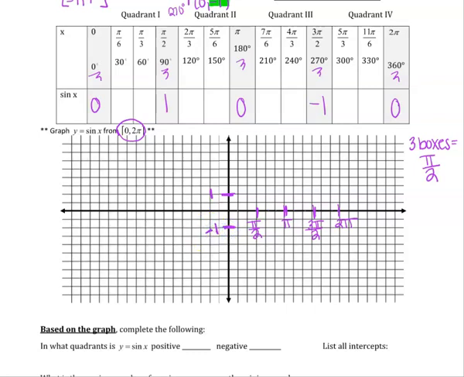Okay, I'm going to switch up my pen color. So, at 0 degrees or 0 radians, we were at 0. At pi over 2, we're at 1, right from here. At pi, we're back at 0. At 3 pi over 2, we're at -1. And then we finish at 0 at 2 pi.